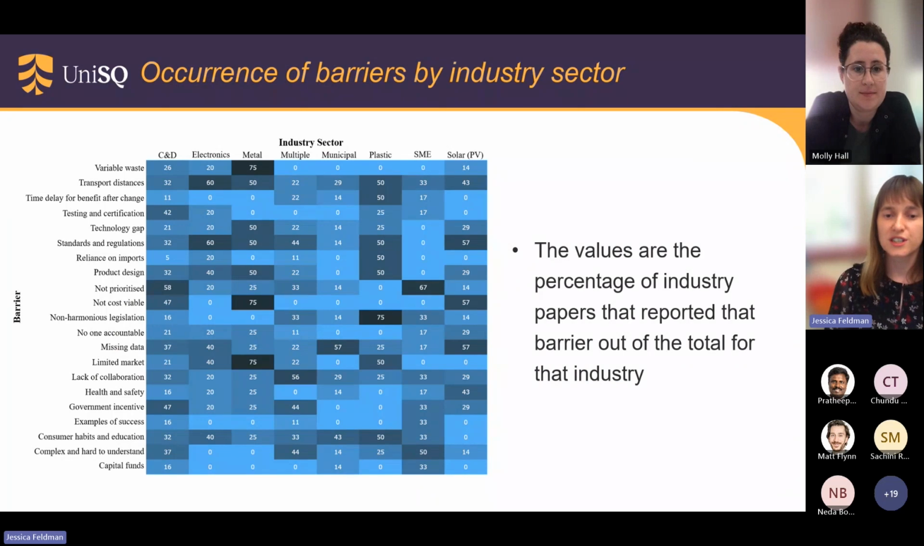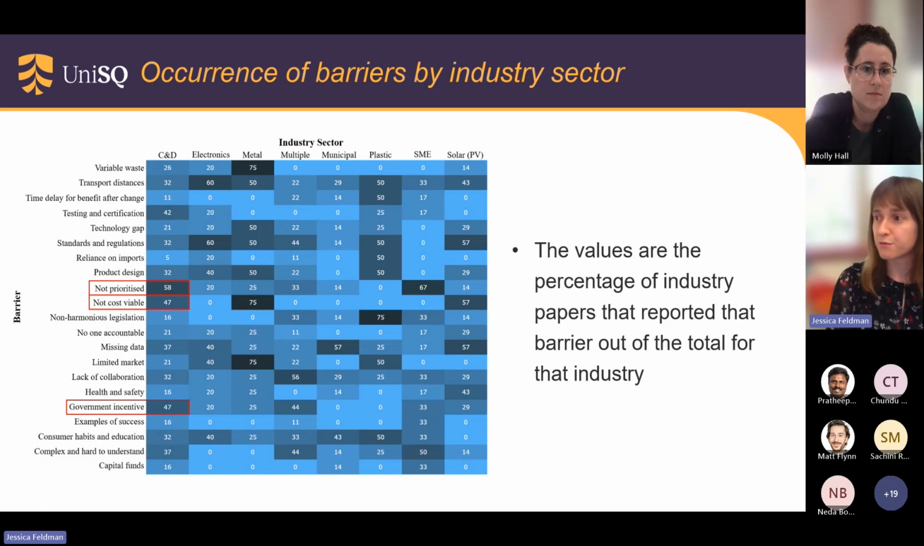So in this paper, I also looked at the industry sectors that were reported on in Australia and their most common barriers that they found. And this table here is showing the values, which are the percentage of industry papers that reported that barrier out of the total for that industry. So today I'm just going to be focusing on construction and demolition waste, as that relates to the glass example I'm going to go through soon.